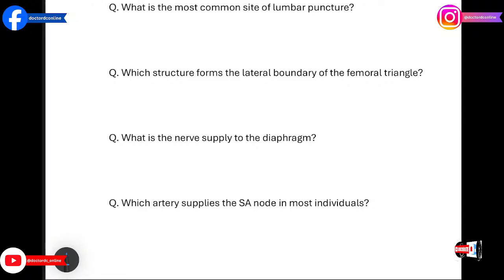The next question is, what is the most common site of lumbar puncture? And the answer is L4 to L5 interspace. This level lies below the spinal cord's termination, minimizing injury risk.